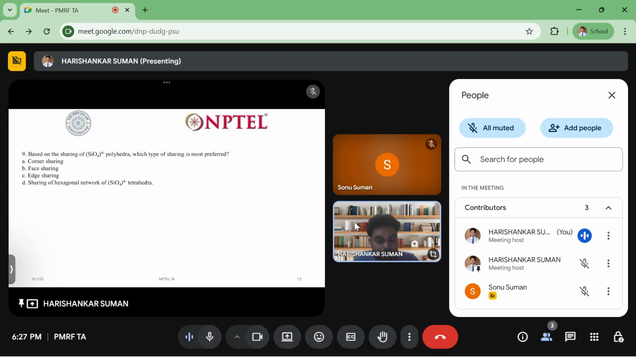Let's discuss the next question. Based on the sharing of the SiO4 4-negative polyhedra, which type of sharing is most preferred? Corner sharing, edge sharing, face sharing, or sharing of the hexagonal network of the SiO4 tetrahedra. Please give me the right option. You can take 1 to 2 minutes for this.